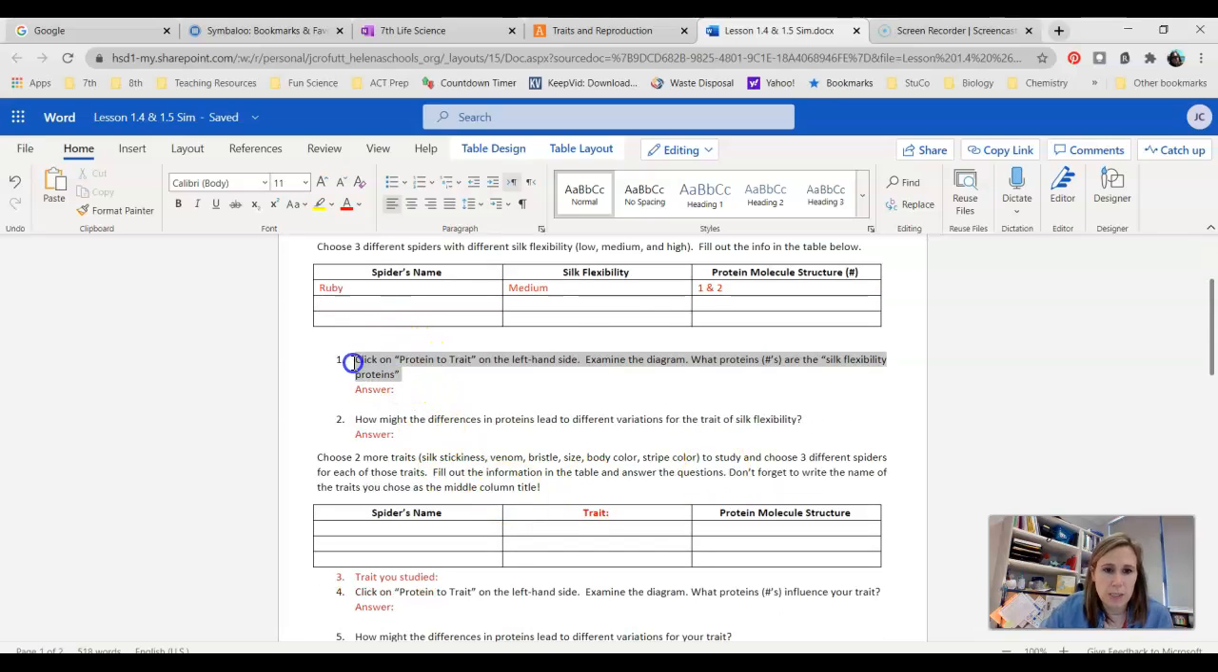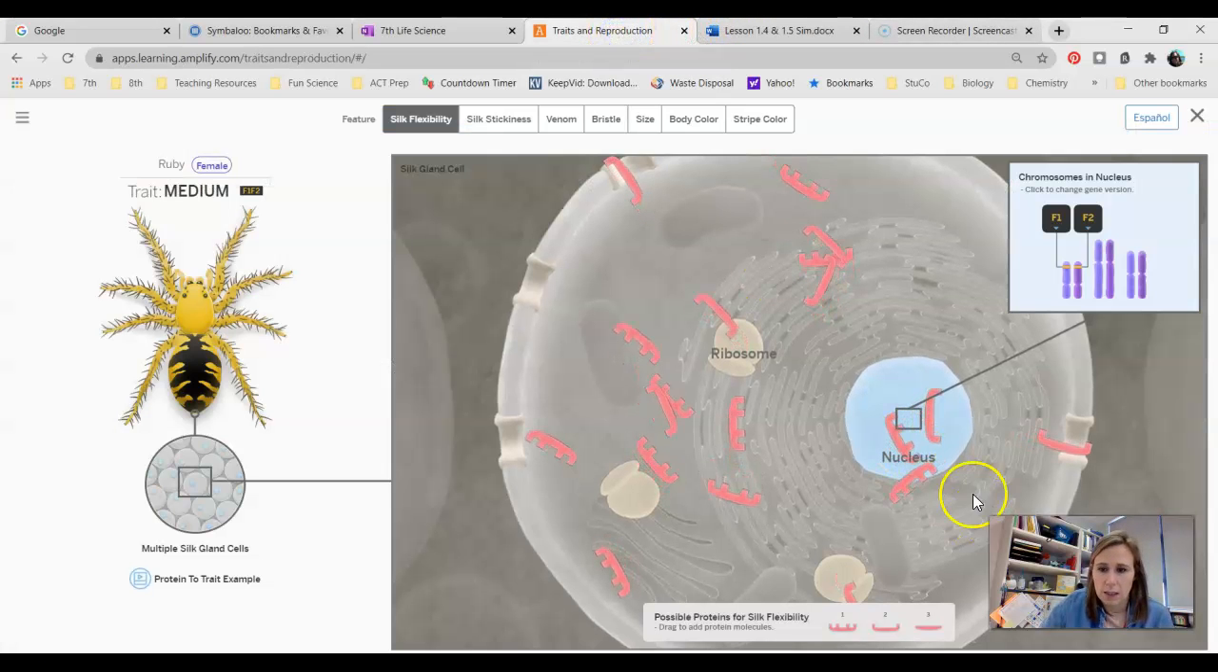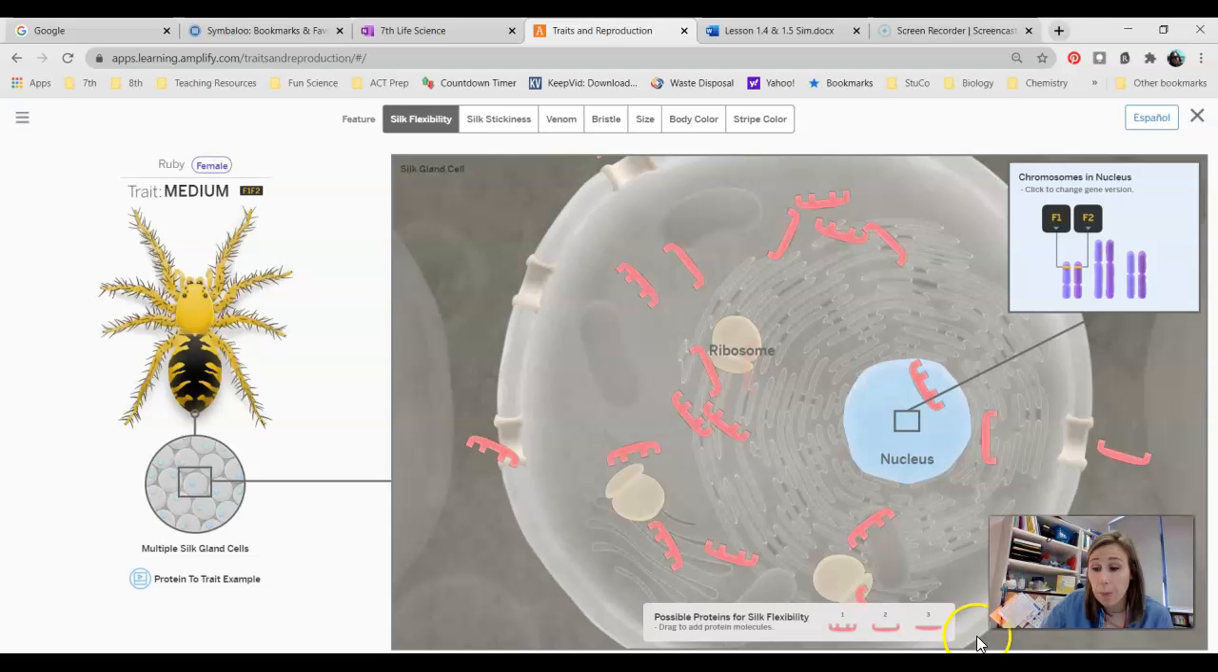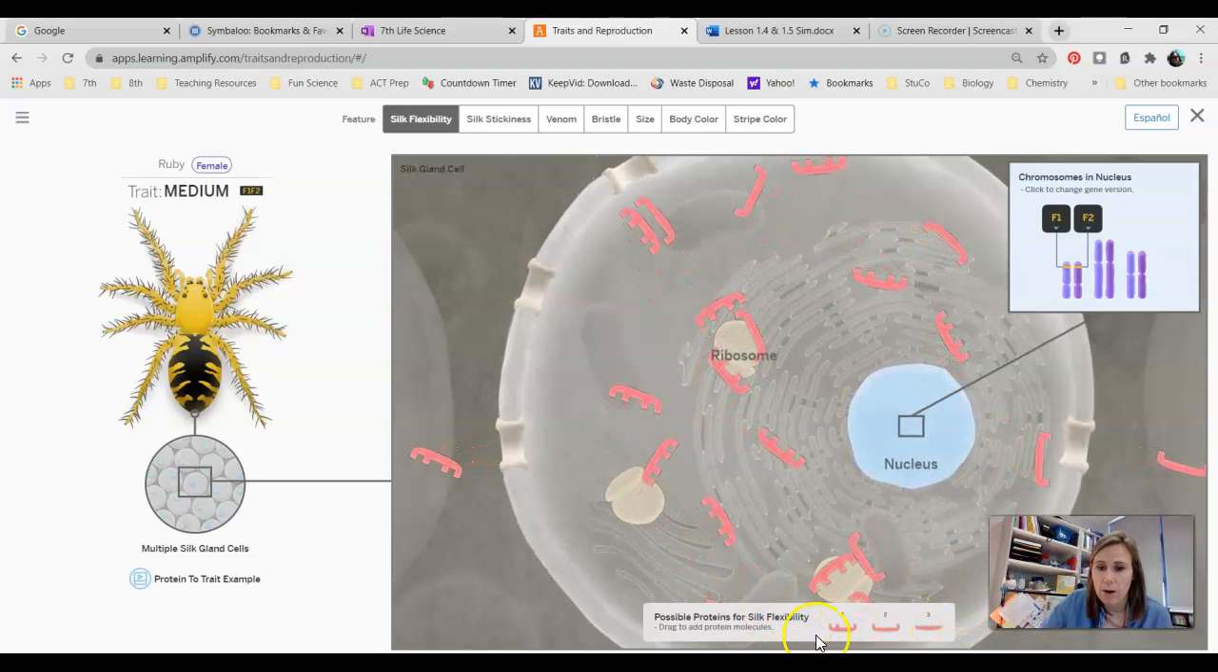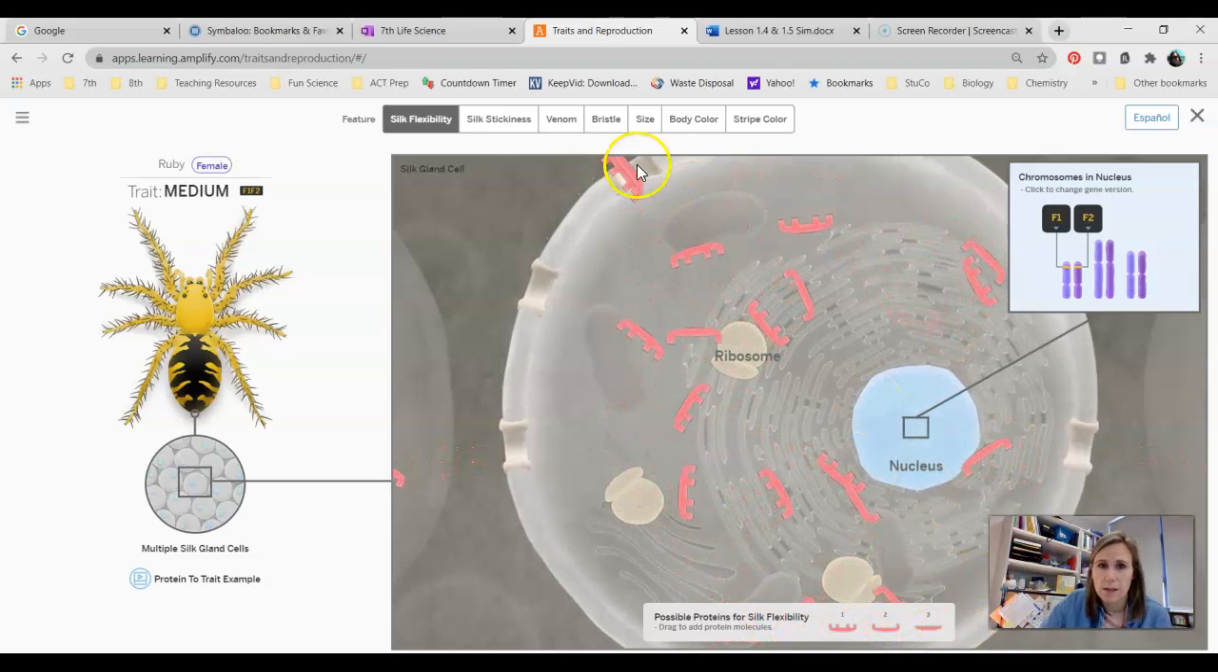I just went through this protein to trait with you guys, but examine the diagram again if you need to. What protein numbers are the silk flexibility proteins? So we kind of just looked at that by looking at any of the cells and looking at the key. Which 3 proteins make for different silk flexibilities?